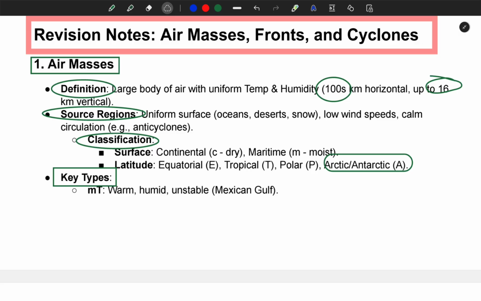MT, M is here moist, T for tropical. Moist means warm, humid, unstable, example Mexican Gulf. So MT means warm, humid, unstable, Mexican Gulf.